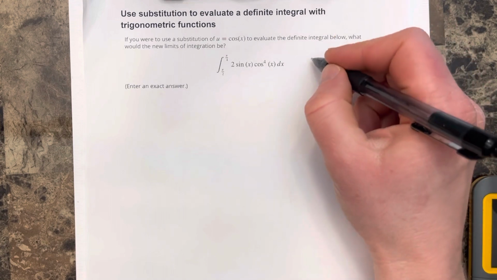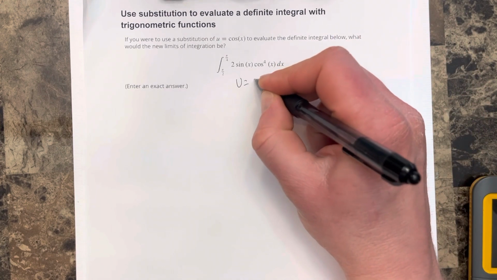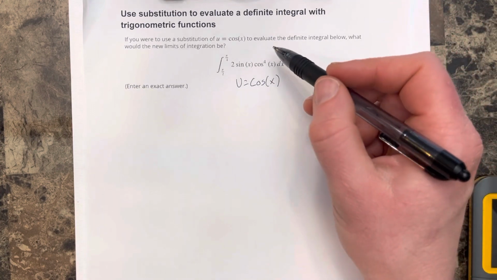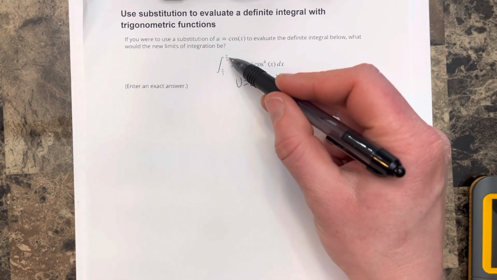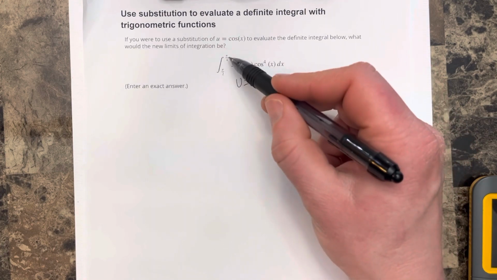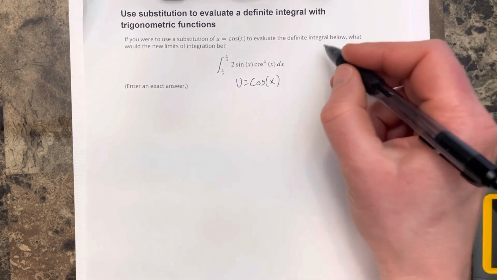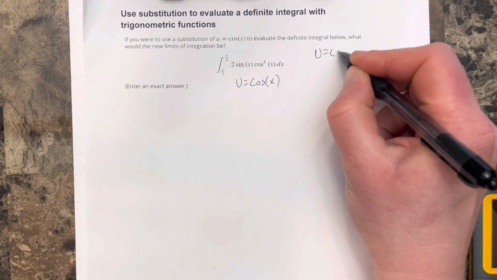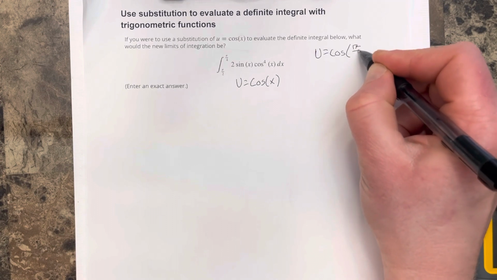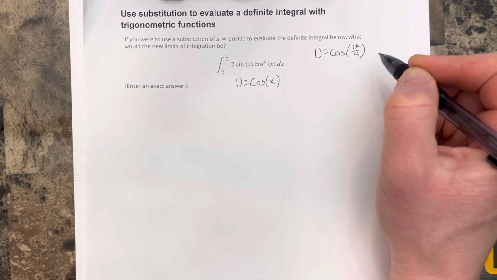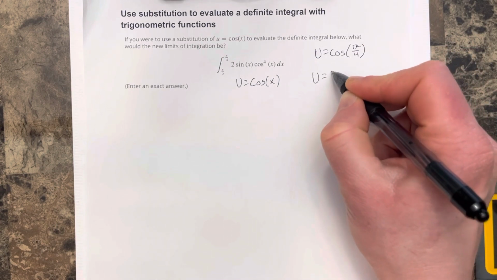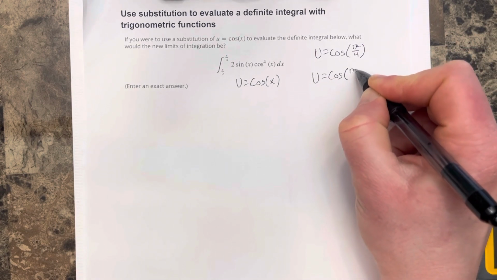So if we say that u is equal to cosine x, and then we wanted to find new bounds, because these two bounds are for the x variable. So if we want to find the new bounds for the u variable, we come over here and say u is equal to cosine. We substitute pi over 4 in to find out what u would be when we have an x input. And then we do the same thing when we say u is equal to cosine of pi over 2.